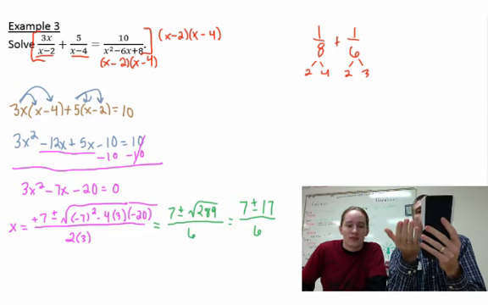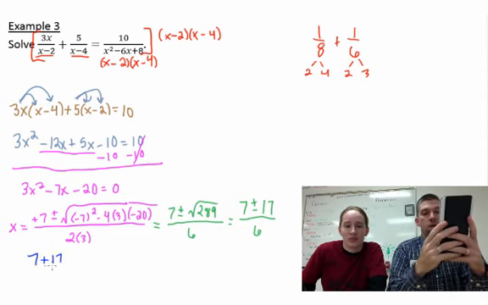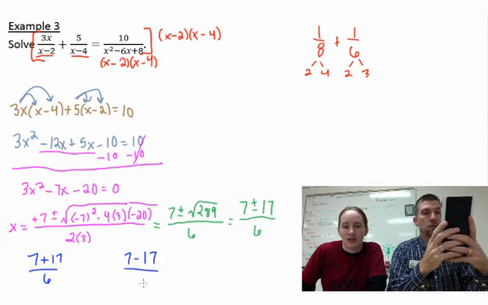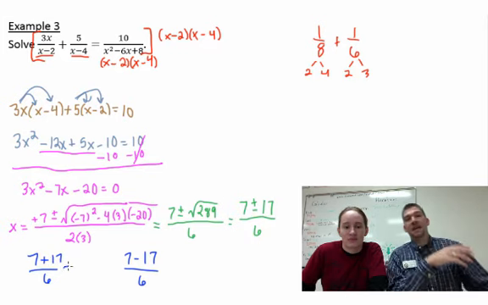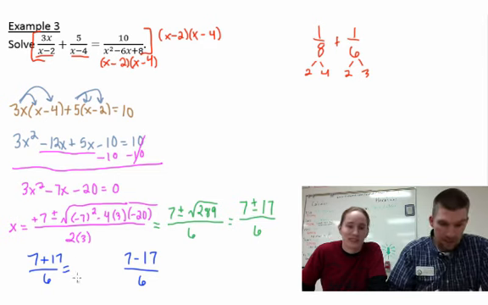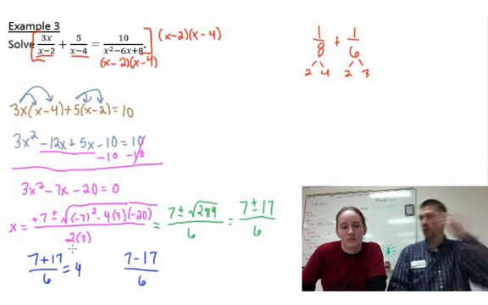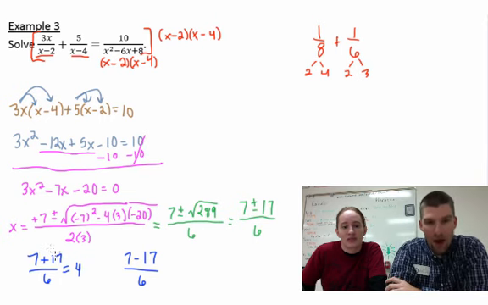It's like going through a reboot here. So we have to do 7 plus 17 over 6 and 7 minus 17 over 6. Is the square root of 289 really 17? Let me just double check that as well. Son of a gun, you're a genius. 7 plus 17 is 24, divided by 6 is 4. 7 minus 17 is negative 10/6, which simplifies to negative 5/3.